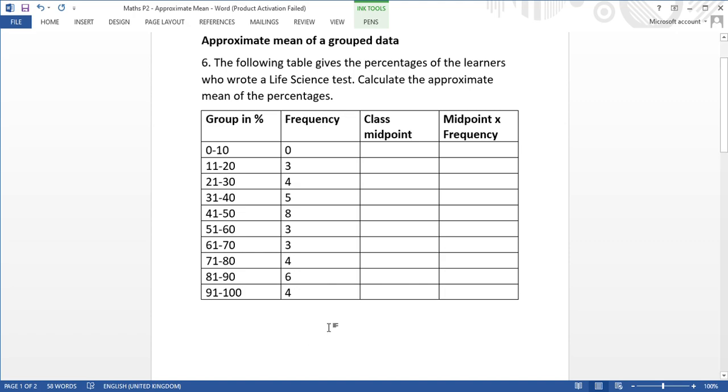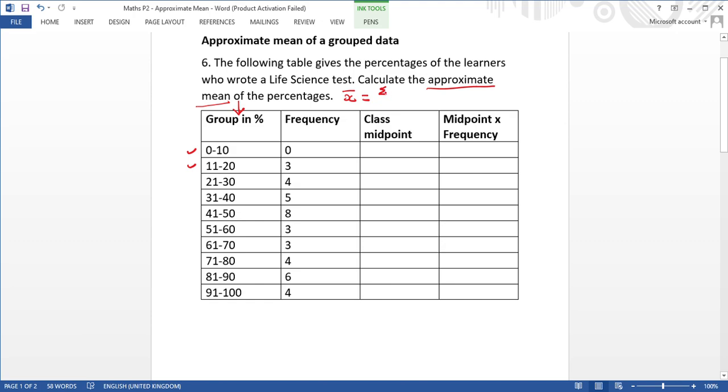The following table gives the percentages of learners who wrote a life science test. Calculate the approximate mean. First, let's talk about how we're going to approach this. The approximate mean is used when your data is given in groups, or intervals. So let's start by writing the formula for the approximate mean.